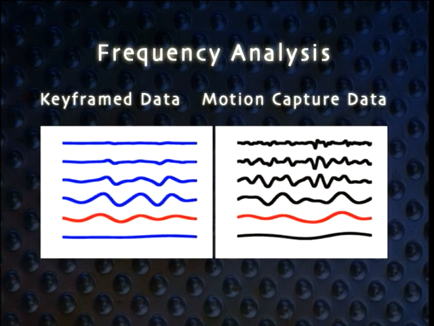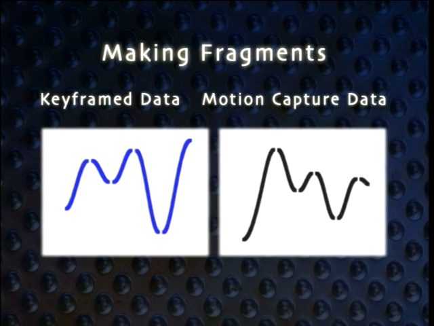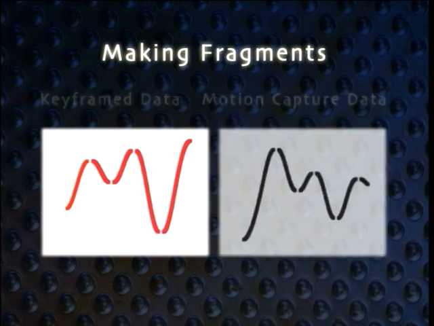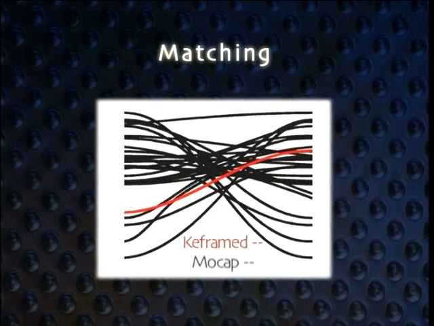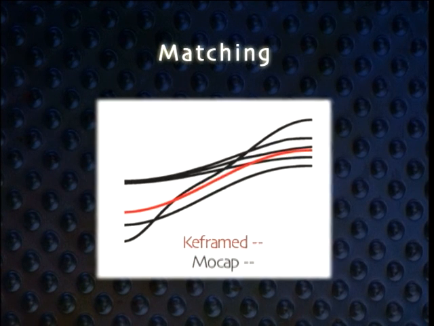The matching angles for both the keyframe data and the motion capture data are decomposed into frequency bands, and one of the lower frequency bands is used for the matching step. This band is broken into fragments. We step through each of the fragments of keyframe data one by one. Each is compared to all of the fragments of motion capture data, and several of the closest matches are found.